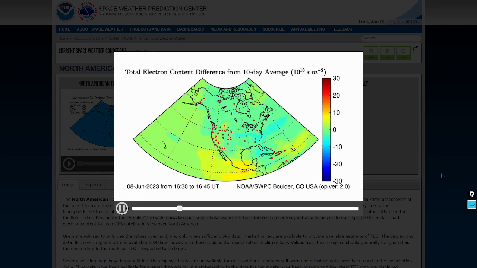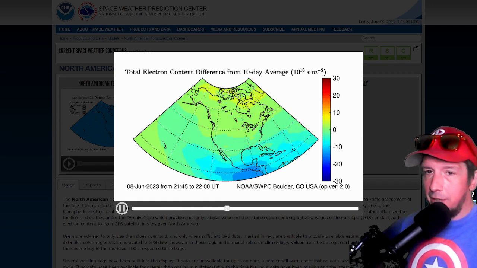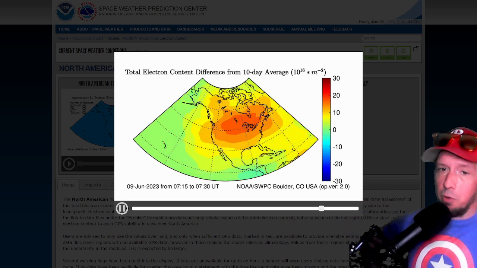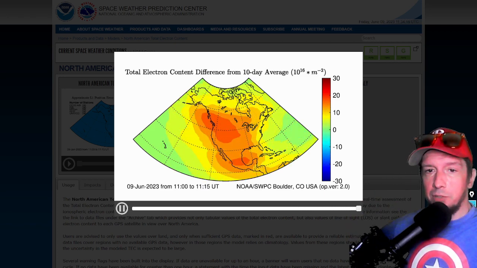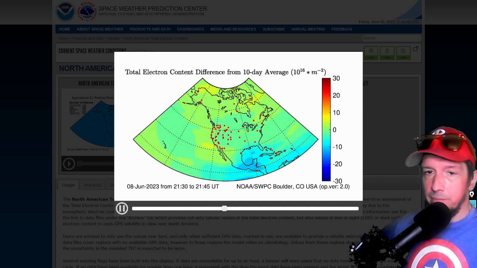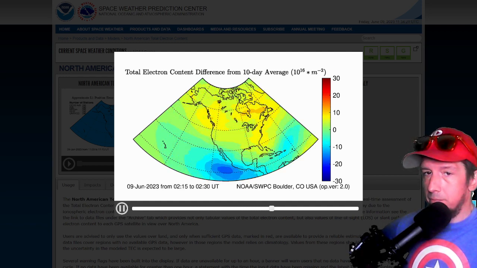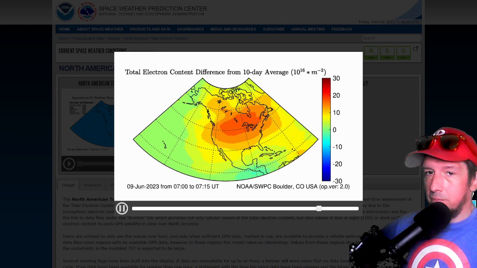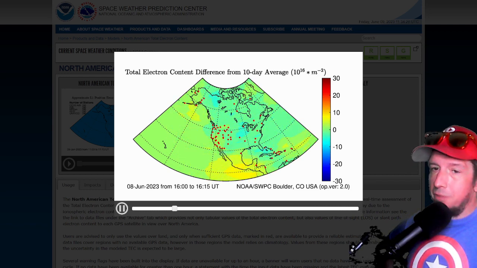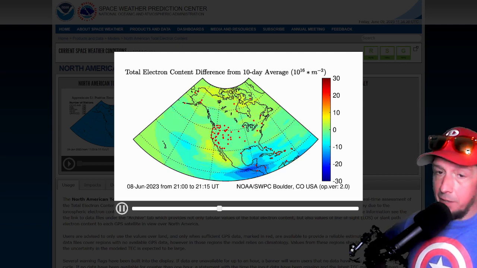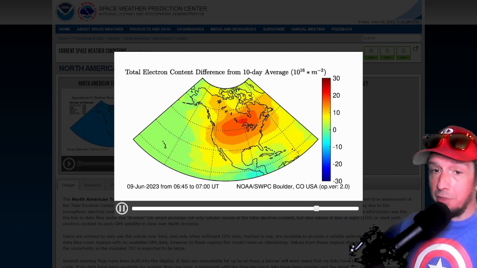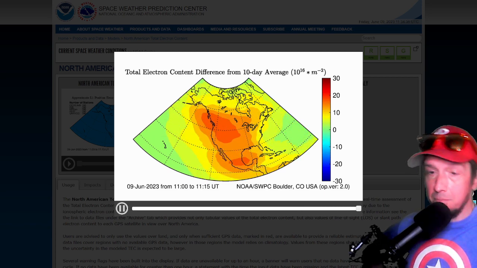Here's the North American total electron content anomaly from the 10-day average, and we are seeing some signals here over North America. So some high electron content anomalies there over places like Canada, actually. So there you go. And keep in mind, folks, most of the electrons, at least in the inner Van Allen belt, originate from Earth. They come from Earth. They are not space electrons, most of them.